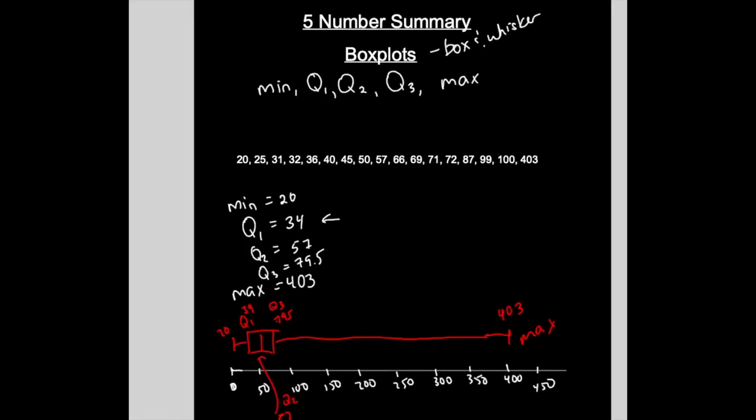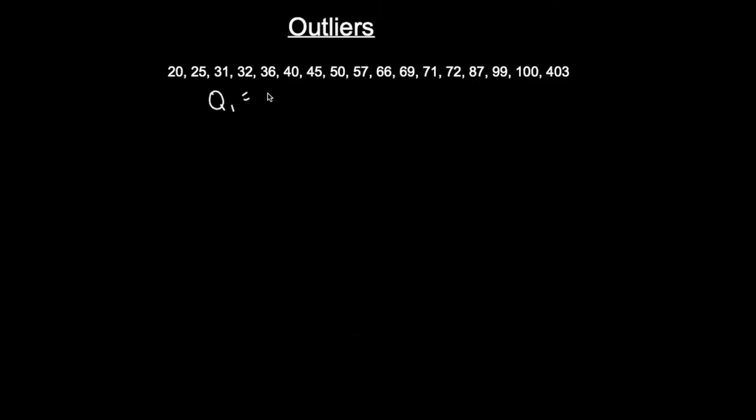Here's your process. So we already have our five-number summary, right? We already have Q1. What was Q1? Q1 was 34, Q2 was 57, and Q3 was 79.5. So, all right, let's go through the process to calculate our outliers.